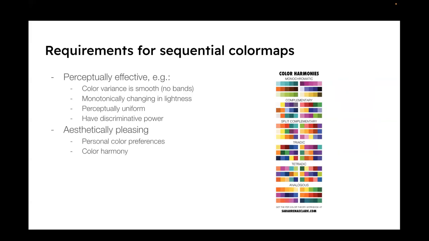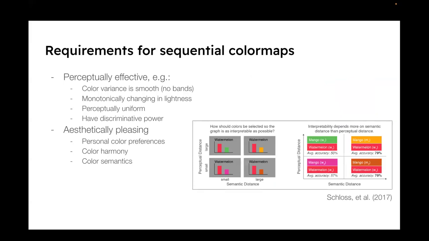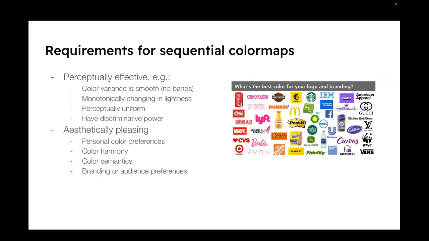That being said, people obviously do pay attention to the aesthetics of color maps, whether that is due to color preferences or color harmony. The semantic meaning of a color can also actually influence our judgments about data. And if you are a data scientist for an organization, you may want to include colors that portray a brand or ones that your audience will be familiar with.